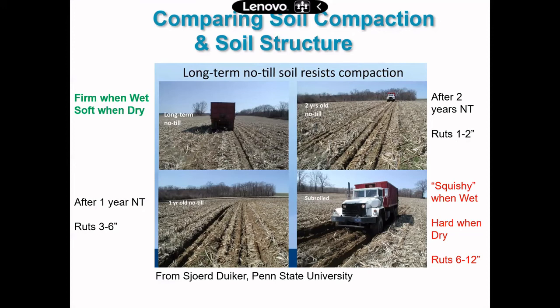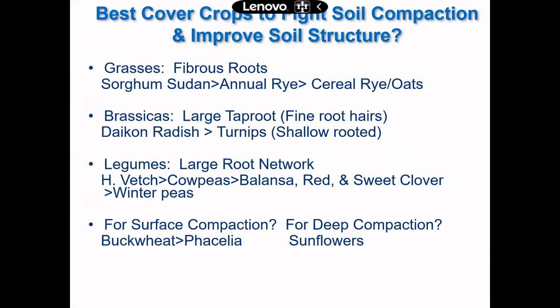But you compare that to the upper left-hand corner where we have long-term no-till. It's firm when it's wet. You can actually get across that field, and it's soft when it's dry. I've had a number of farmers the last 3-4 years that were able to get their crops planted even when they had a light rain because they had structural stability. You can't do that on a conventional tilled soils because the mud is flying and you'll get stuck. Okay, so again, this shows what's going on with compaction.